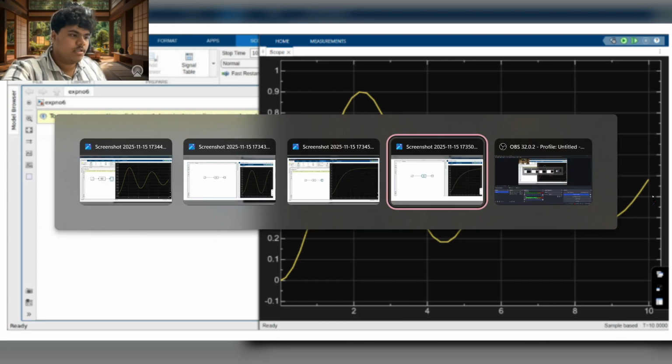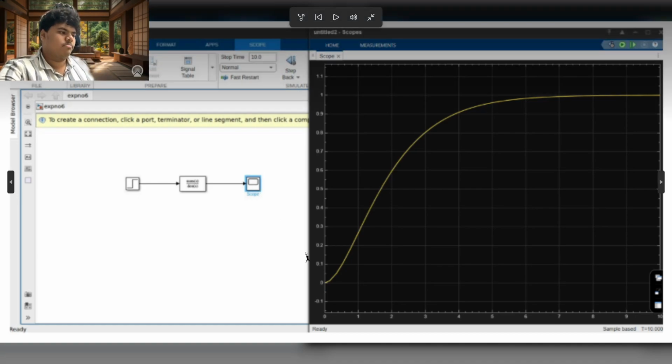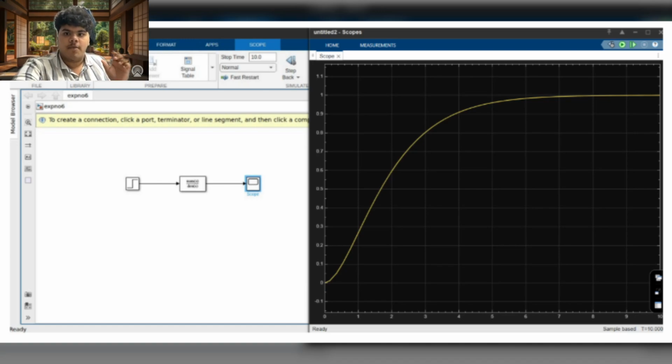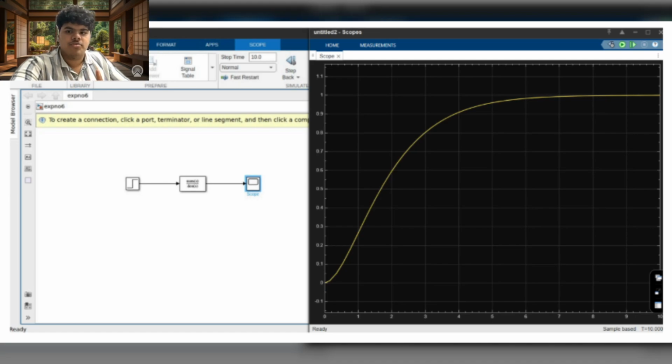Then we go to the third case, when zeta is equal to 1. You just need to change the values in this box, that is the zeta value in the denominator. As the denominator value changes, our system graph changes. When zeta is equal to 1, we call the system critically damped. This is a perfect amount of damping. It has a perfect curvature and goes from 0 to 1.